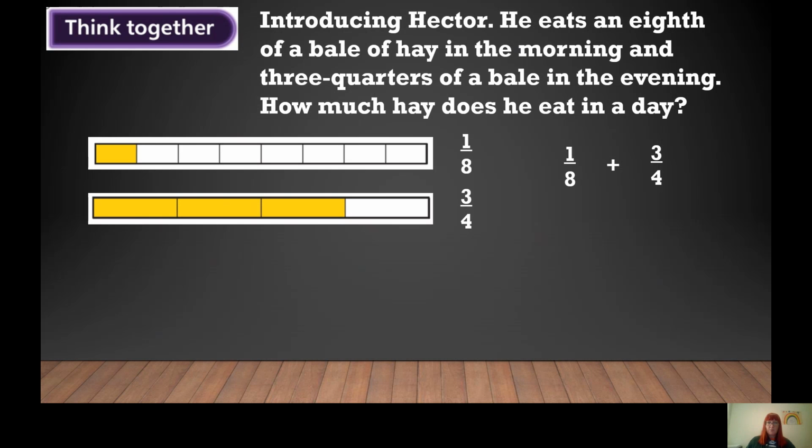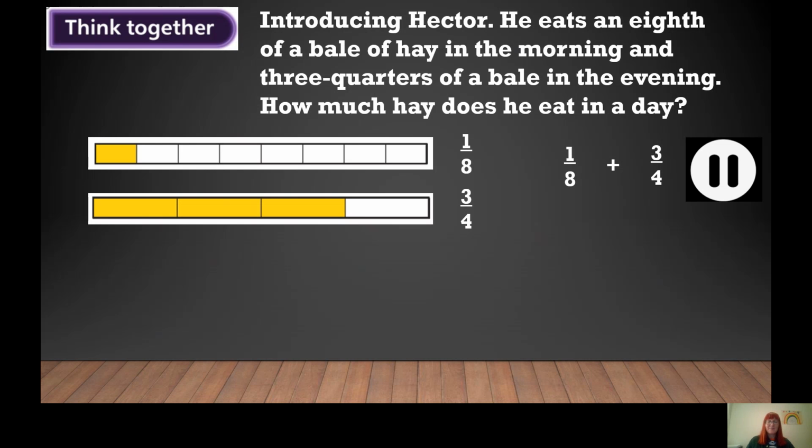But we've got a problem. We don't have a common denominator. 8 and 4 are the denominators. So to be able to add fractions, we need to find a common denominator. So I just want you to pause the video in a moment and have a go and see if you can find, using your knowledge of the lowest common multiple, a common denominator to add 1/8 and 3/4. Okay, pause the video and come back to me and we'll explain how we find the answer.